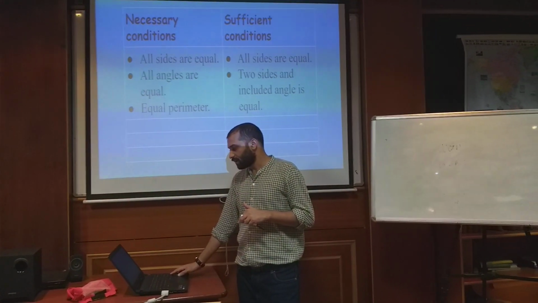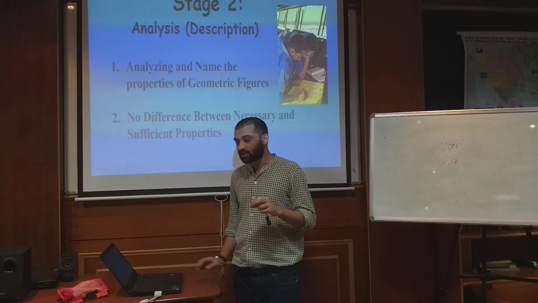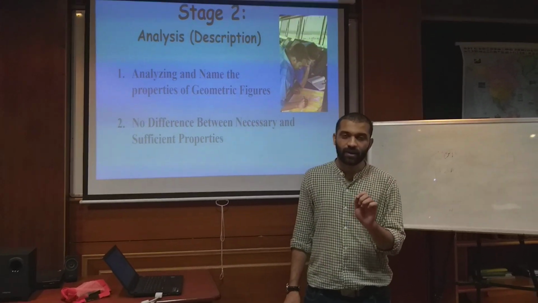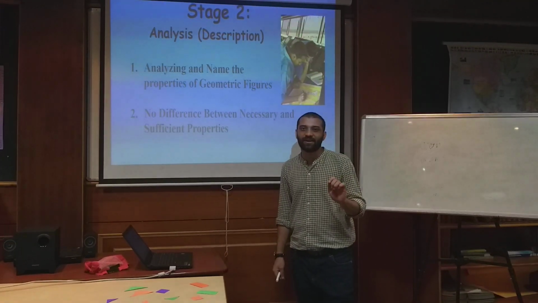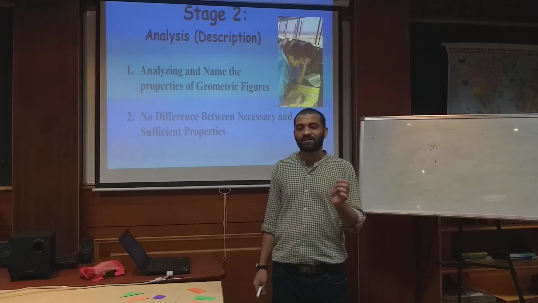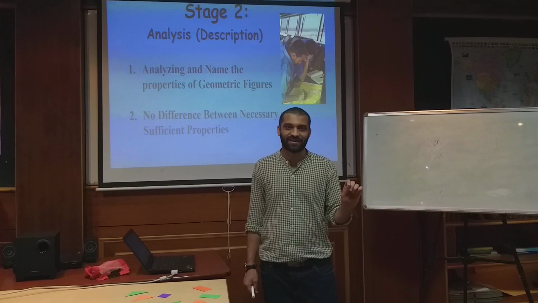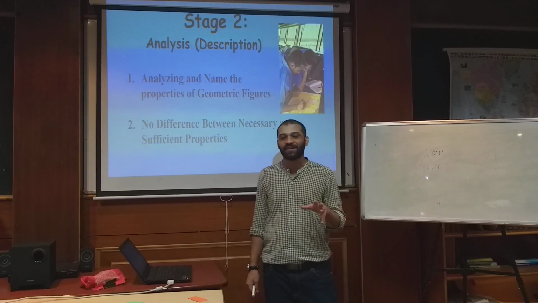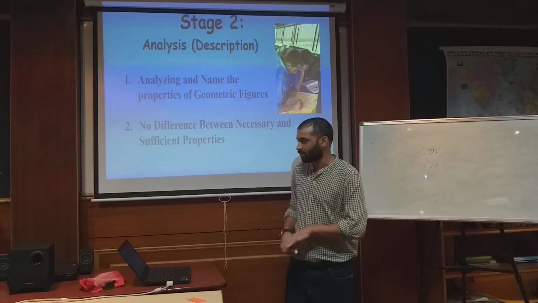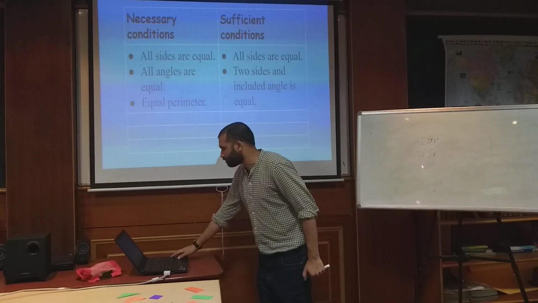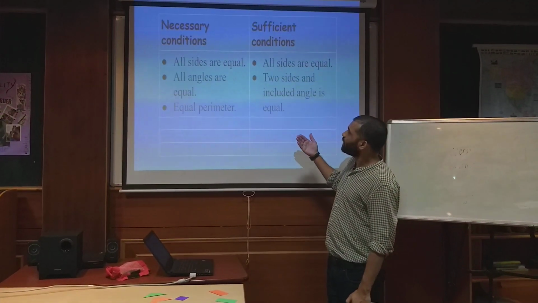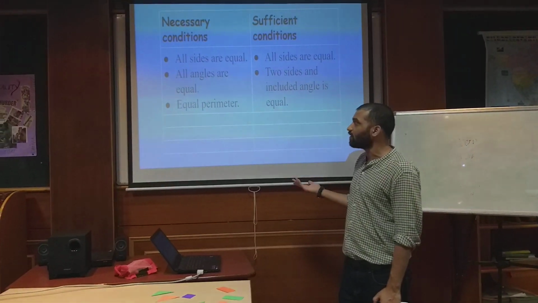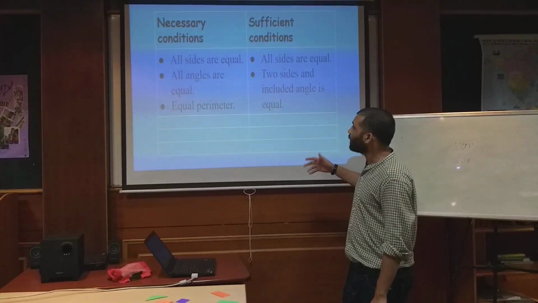For example, I've taken certain things. Also, in this stage, one important factor is that there is no difference for children in a necessary and a sufficient condition. Now, a very layman example is, to be a father, it is necessary to be a man, but not sufficient. So, similarly, in mathematics also, there are certain necessary conditions and certain sufficient conditions also. If you take the example of congruence, all sides being equal, it's a necessary condition. All angles are equal, necessary condition. They should have equal perimeter, necessary condition. But they are not sufficient.